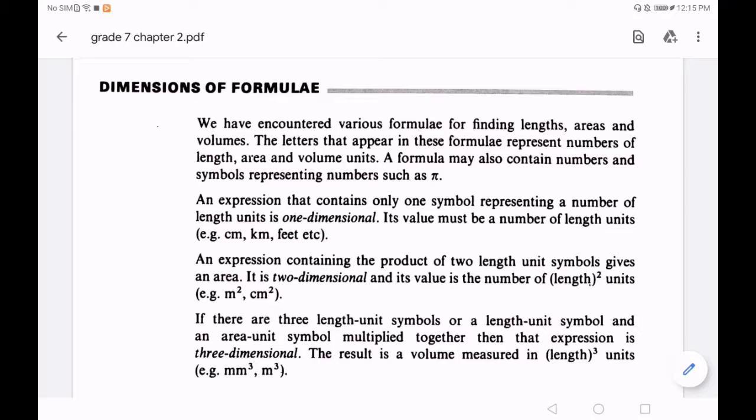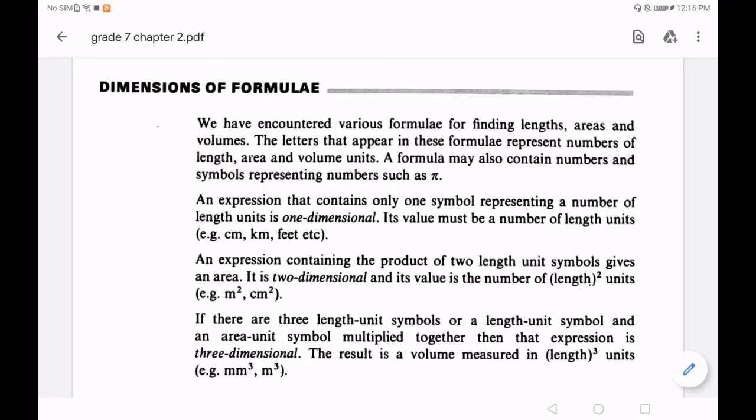This is grade 7 mathematics class, and today we are discussing dimensions of the formula, exercise 2K, page number 44, and this is the last lesson of this week number 6. Let's start. Dimensions of the formula.